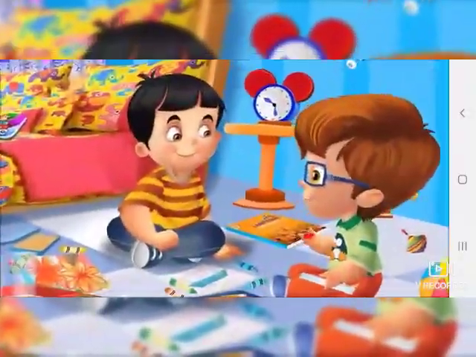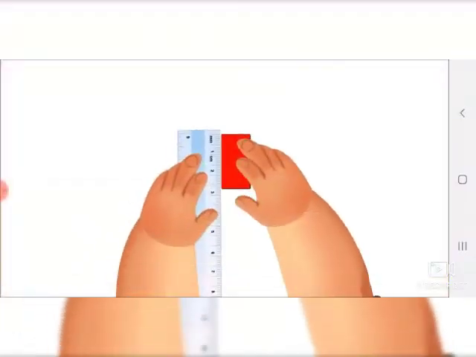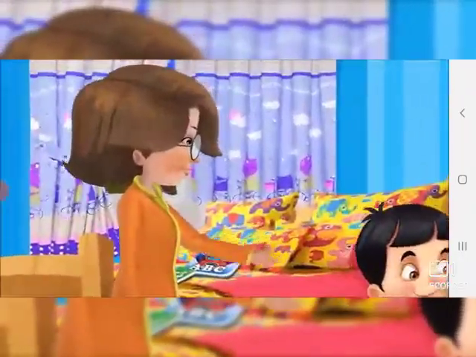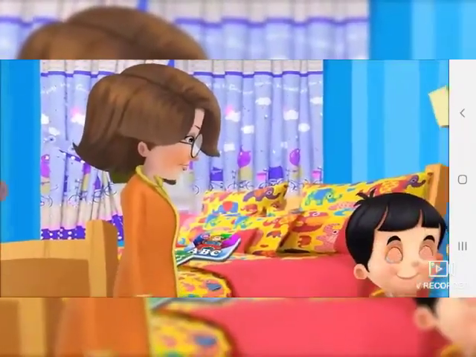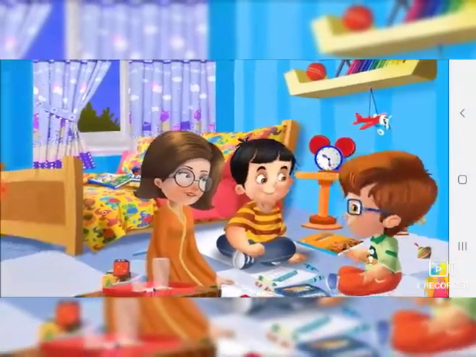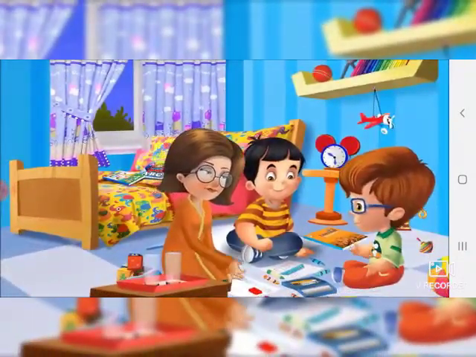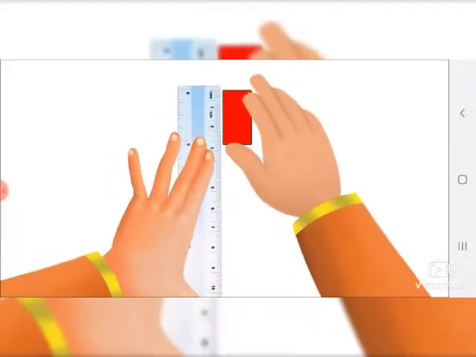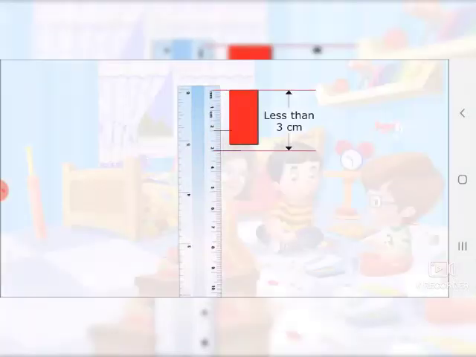Now let's measure the length of this eraser. Oh! Sid's mother asks, "What happened, Neil? Can I help you?" Neil asks, "Auntie, can you please tell me how to measure the length of this eraser?" Mother Ria replies, "Of course. See, if you observe carefully, the length of this eraser is more than 2 centimeters, but less than 3 centimeters."